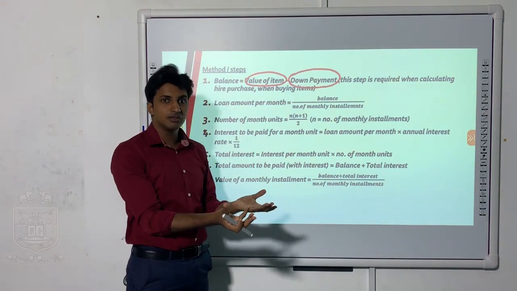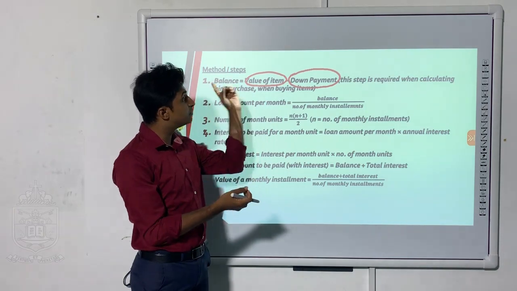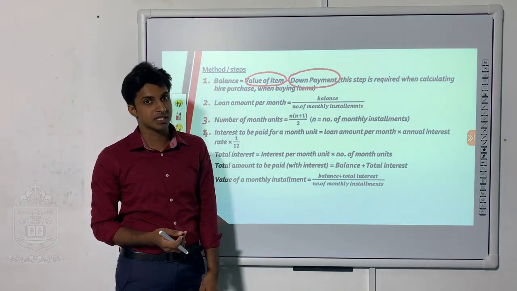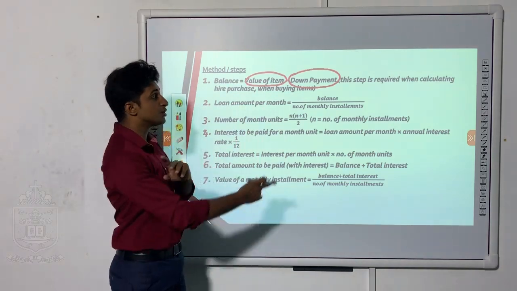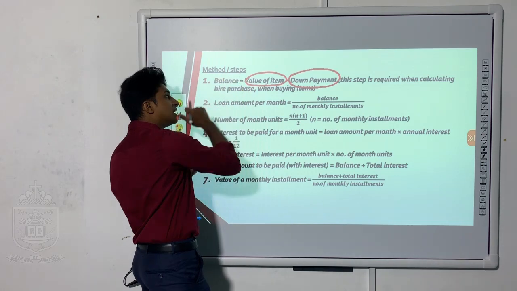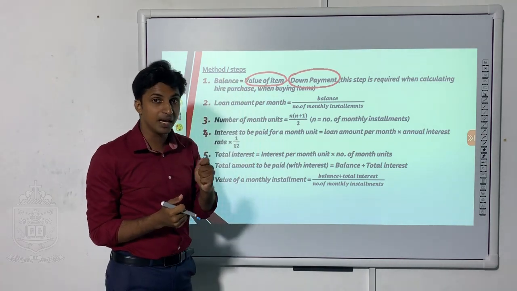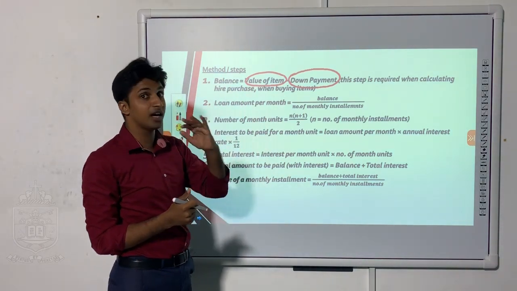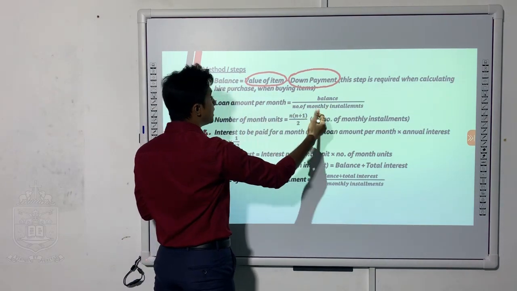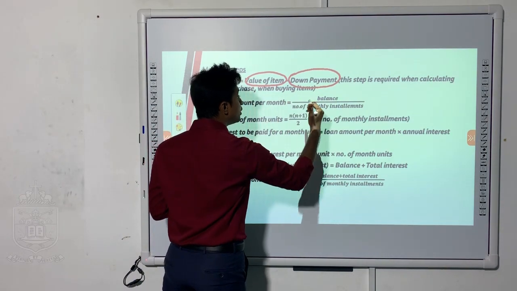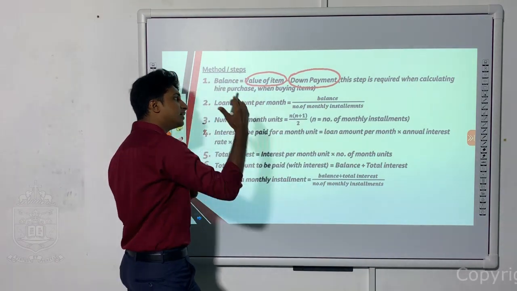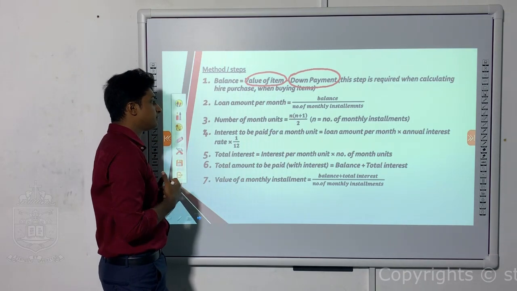50,000 is the total value of the washing machine. From that, I'm going to subtract the amount that I pay at the very outright purchase. That is going to be 20,000. So 50,000 minus 20,000 will be 30,000. That is my balance. So I have to pay now 30,000 under hire purchase. Next, loan amount per month. That is the balance you divide under number of monthly installments. The total balance should be divided under number of monthly installments.